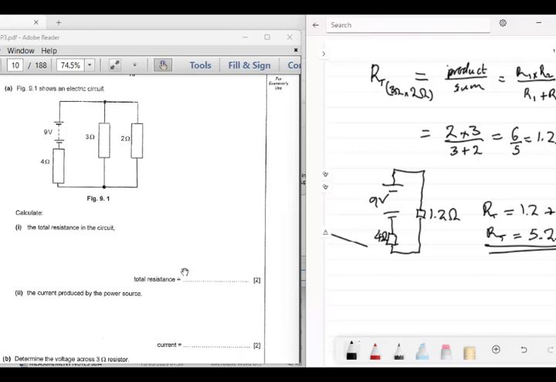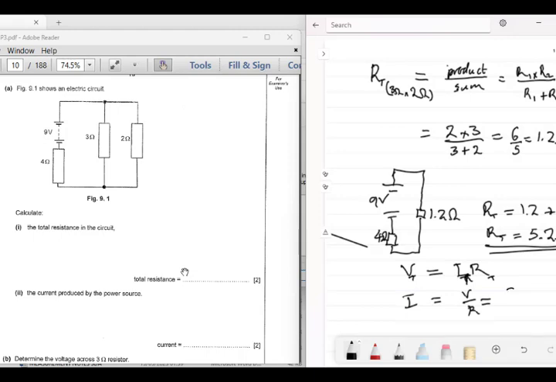And then the next question is the current produced by the power source. What are we going to use? Ohm's law. Ohm's law, V is equal to IR. And remember, we are looking at the total current produced by the source. It's supposed to be current total, therefore we are going to use the total resistance, and we are going to use the EMF, or should I just say V total is the EMF though, right? So if we change the subject of the formula, we have I is equal to V over R.